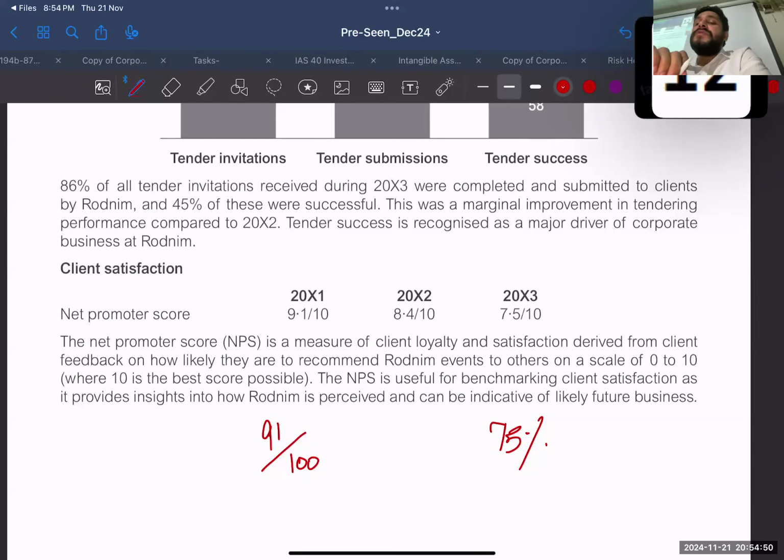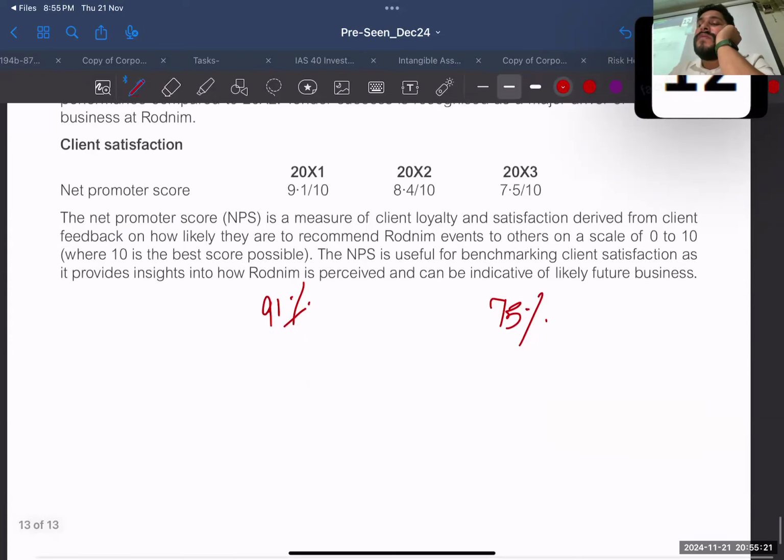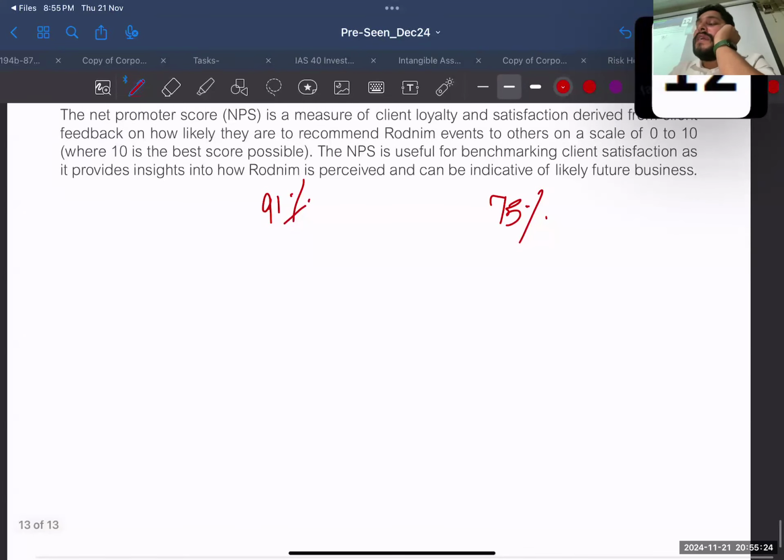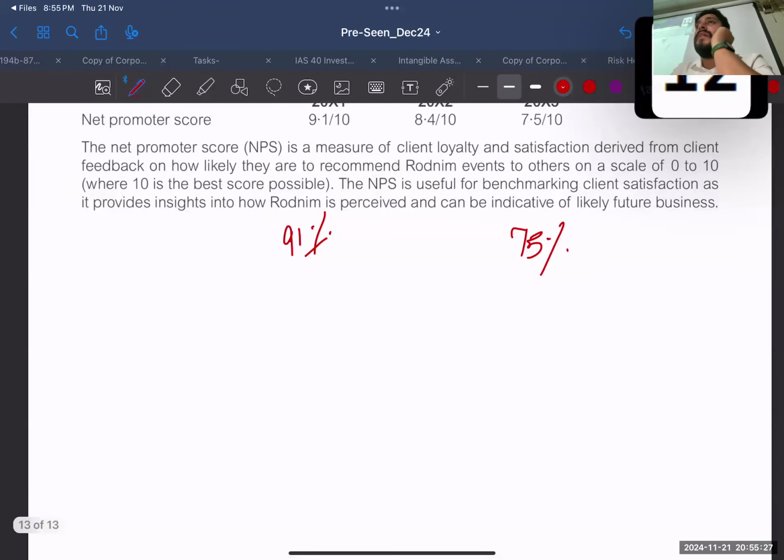The net promoter score is a measure of client loyalty and satisfaction derived from client feedback on how likely they are to recommend the company to others on a scale of 0 to 10, where 10 is the best score possible. I've just converted it into a percentage; it's better to convert it into a percentage. So 91% in the first year, and in the third year, only 75% of people are going to give me a referral. From this perspective, the NPS is useful for benchmarking client satisfaction, as it provides an insight into how the company is perceived and can indicate likely future business areas.